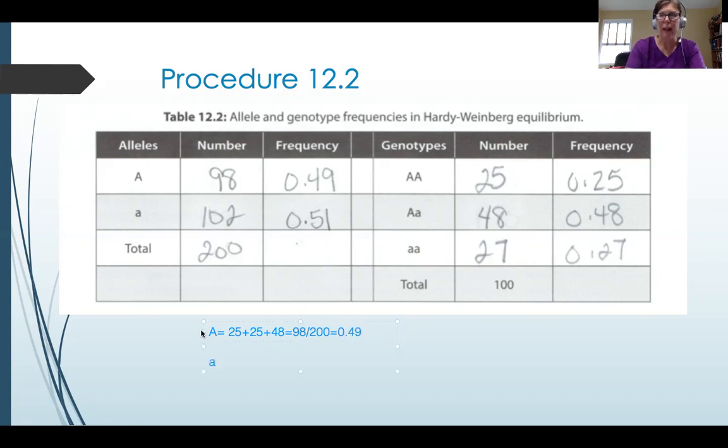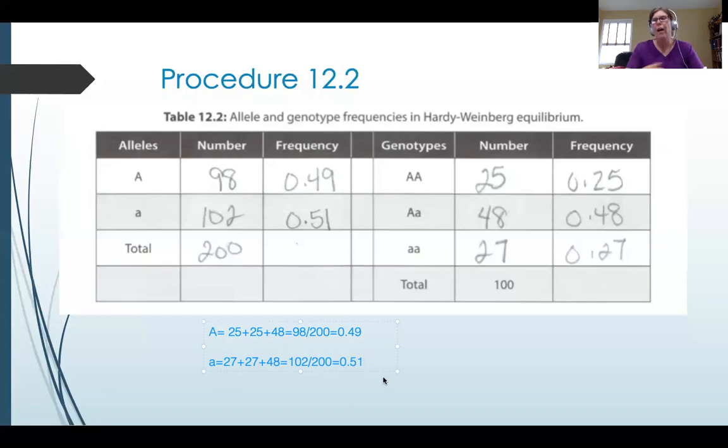Now for my little a, I have 27 homozygous recessive, so that's 27 plus 27, since they have 2 copies. Then my heterozygous has 1 copy, so I add in my 48. That gives me 102, and I divide that by 200 because that's my total, and that gives me 0.51. That is really, really close.